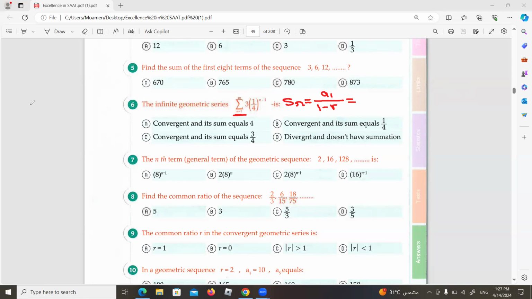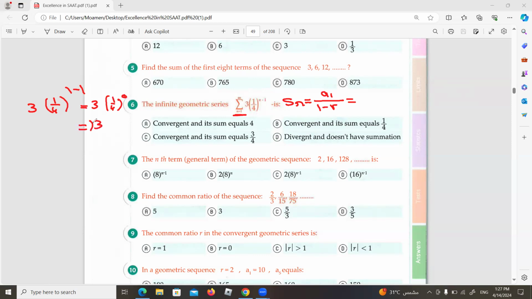So I just write 3 multiplied by 1 over 4, multiplied by, and here the power is 1 minus 1. From where do you get 1? The first term. So it's a quarter power 0, and any number with power 0 is equal to 1.